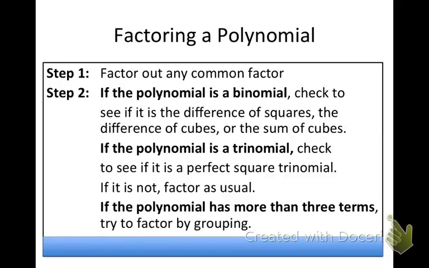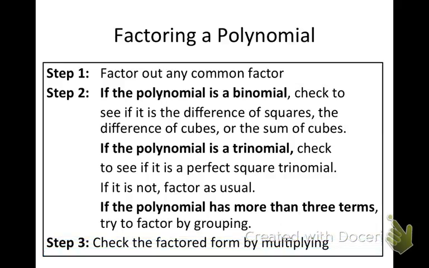Is this 4 steps or 2 steps? Well, this is all step 2. This is the whole factoring process. Step 3 would be to check the factored form by multiplying. So remember, you should always be able to check it to make sure it gets back to the original. So step 2 is multiple parts. You're making the decision: do I have a binomial, do I have a trinomial, or do I have something larger than that, and then what process should I go from there?